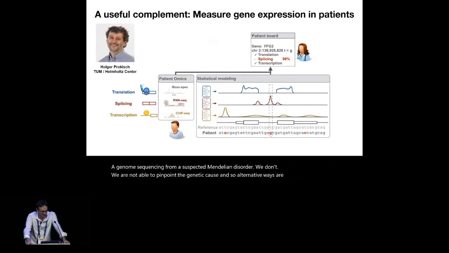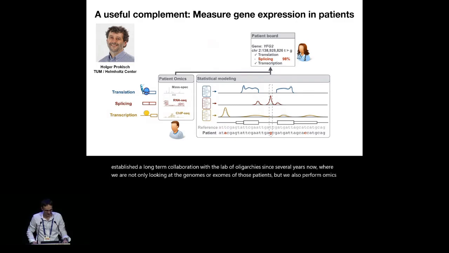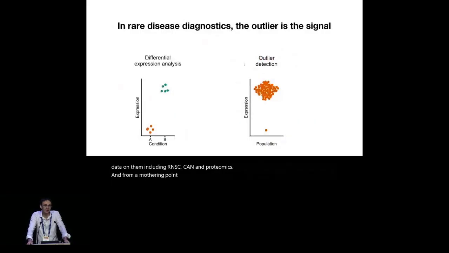And I've established a long-term collaboration with the lab of Holger Prokisch since several years now, where we are not only looking at the genomes or exomes of those patients, but we also perform omics data on them, including RNA-seq and proteomics. And from a modeling point of view, the simple idea that we have followed is the following. Bluntly said, in rare disease diagnostics, the outlier is the signal.